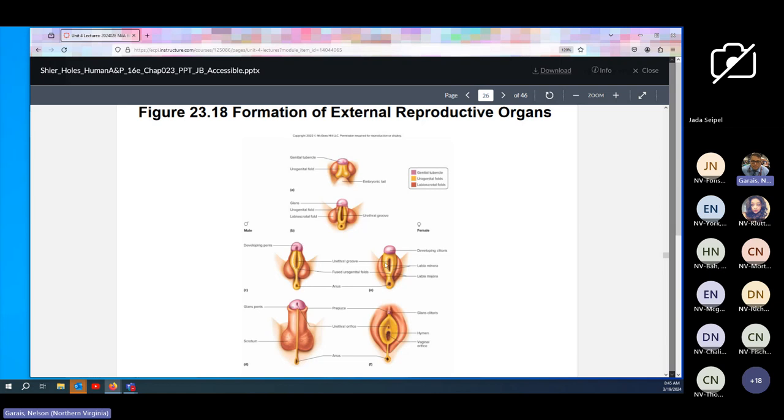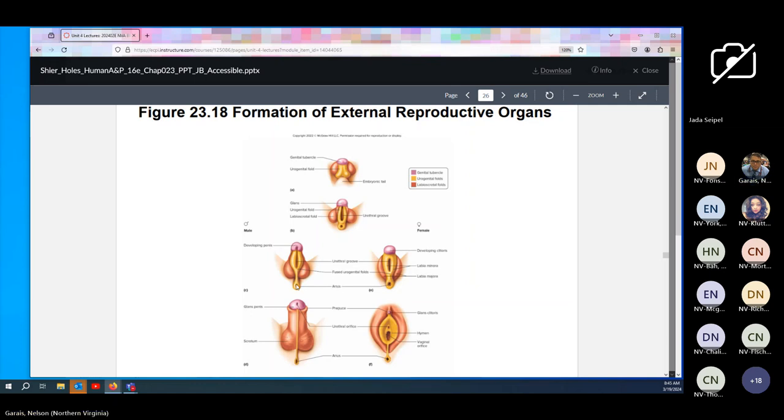But if the patient is XX chromosome, female, they'll go down the Müllerian pathway, and instead of developing a glans penis, it'll be what? Head of the clitoris, right? And then urethral groove, labia majora, labia minora, and the vaginal orifice start to form.